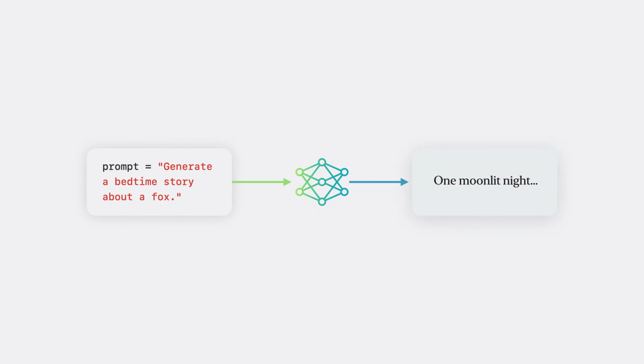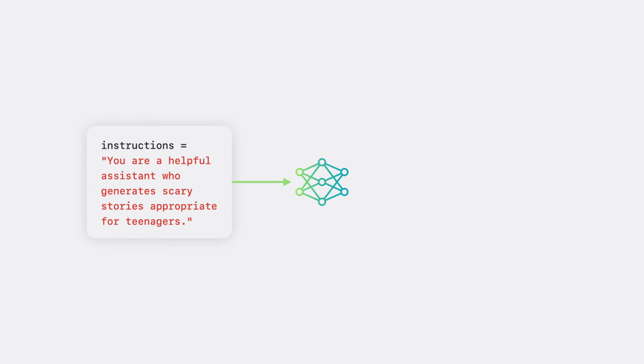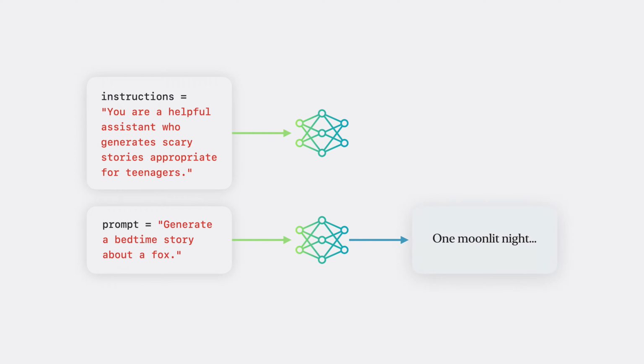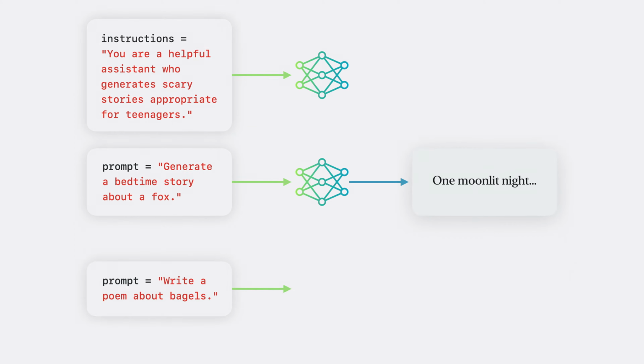Let's see its effect. Our original bedtime story generation with a simple prompt looked like this. When we add instructions, the model receives our instructions first, before any other prompt. Now, when we send our prompt to generate a bedtime story, the tone of the bedtime story drastically changes to match our instruction that the story be scary. Note we can continue to prompt the model and the instructions will hold. Now we'll send a prompt, write a poem about bagels. As expected, the model produces a spooky, scary poem about bagels.